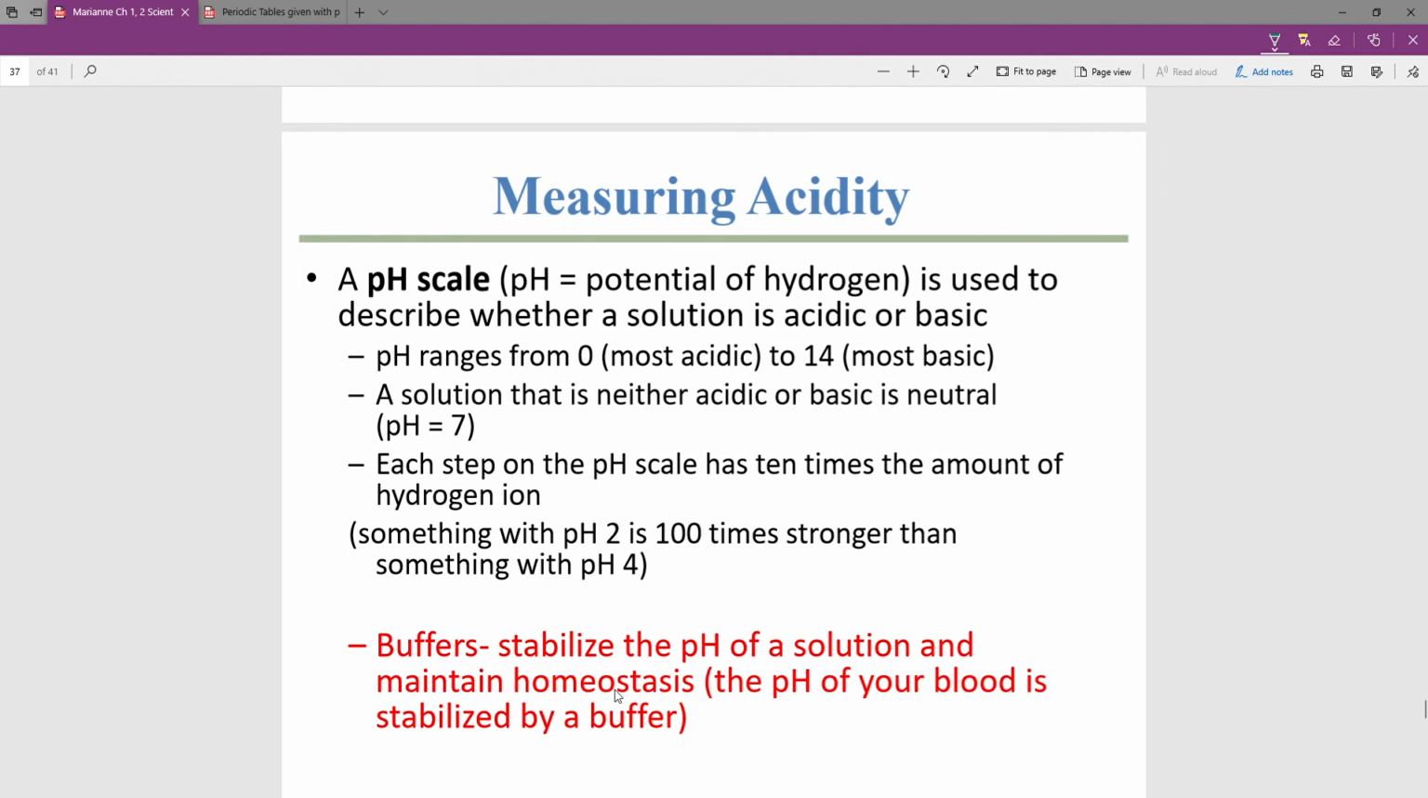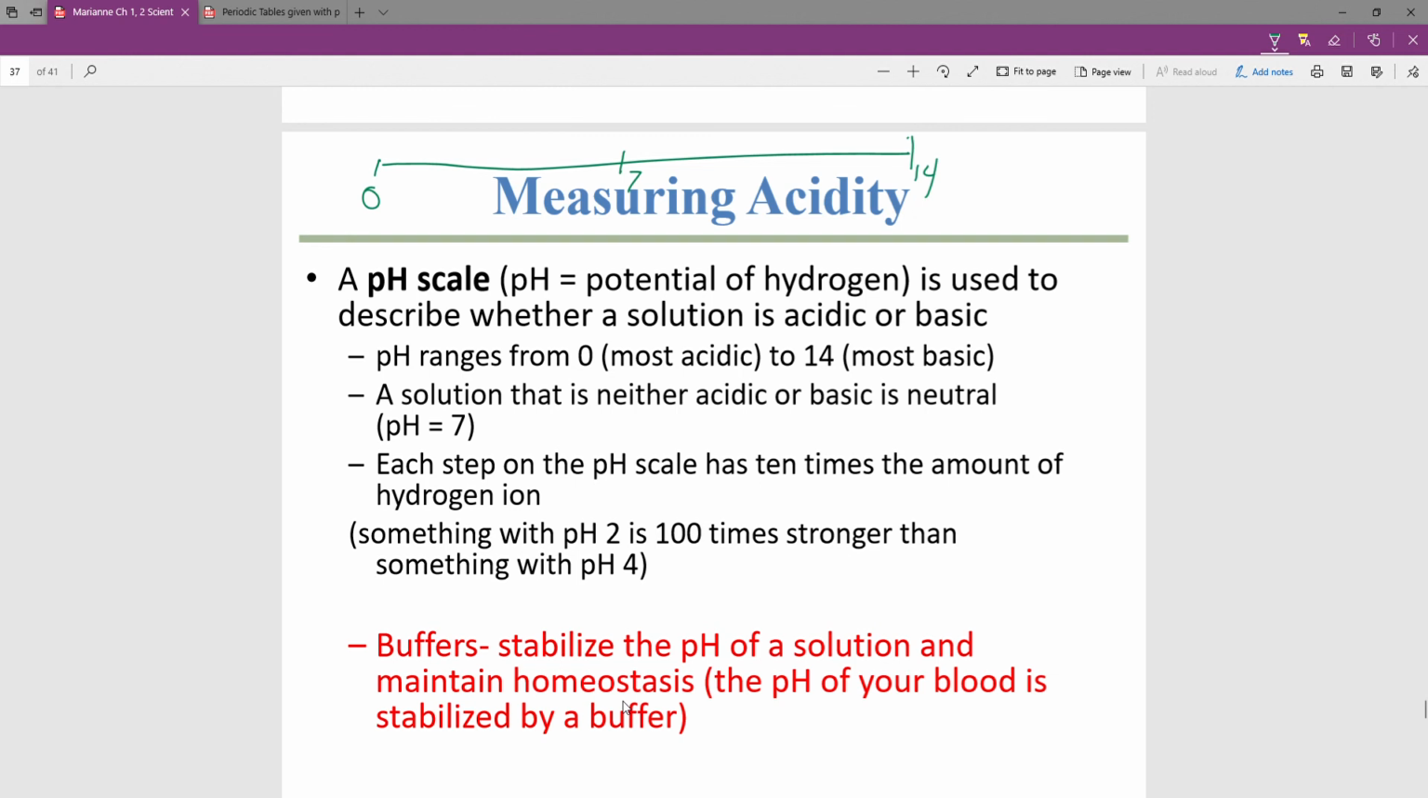Okay, so when we measure acidity, it's on the pH scale. The pH stands for potential of hydrogen, and it's used to describe whether a solution is acidic or basic. So we've got a pH scale. I know it's on the next page, but it goes from 0 to 14, with 7 in the middle being neutral. It's a logarithmic scale.